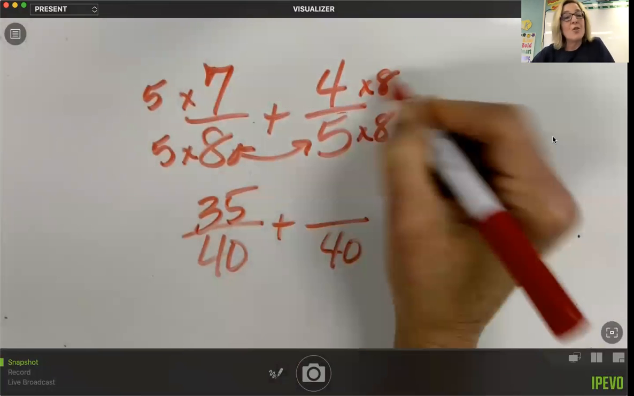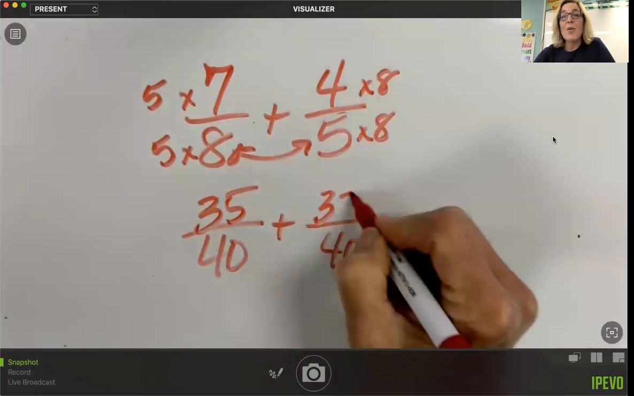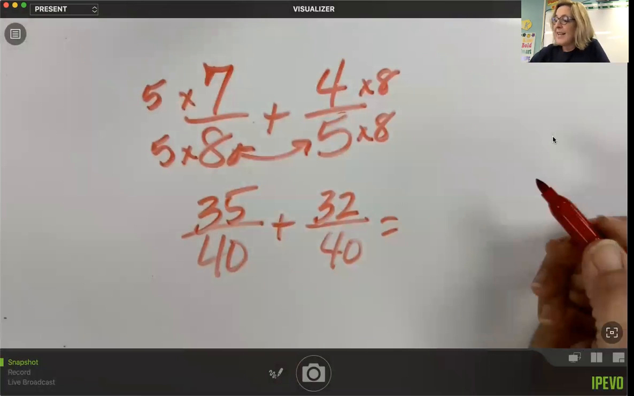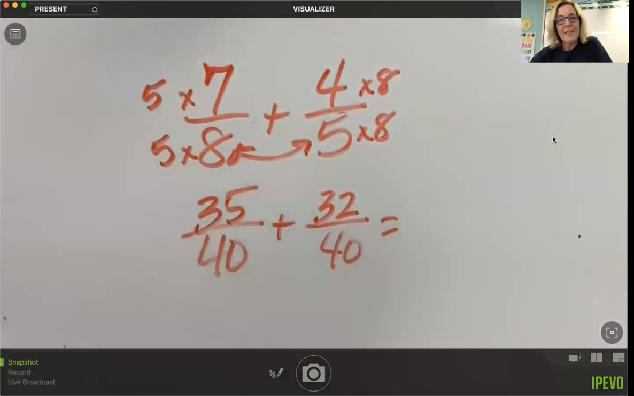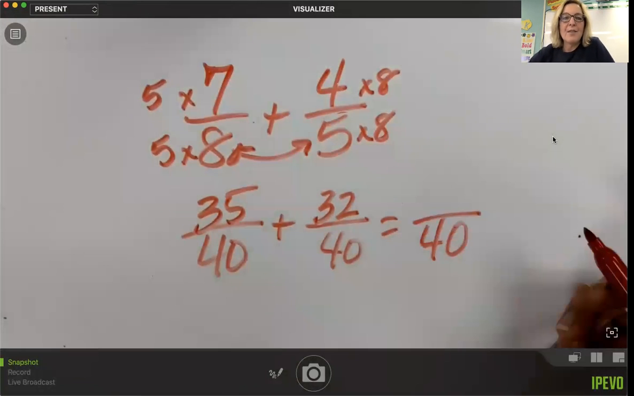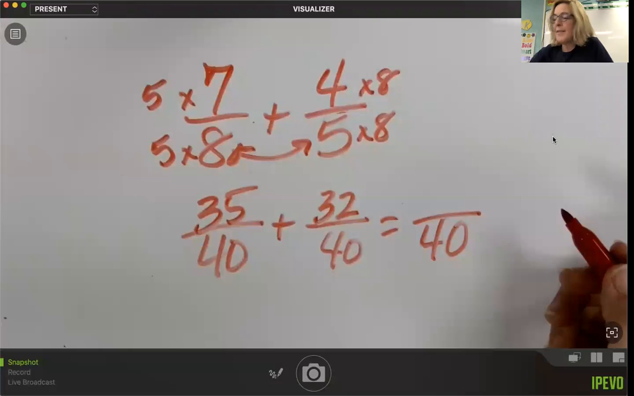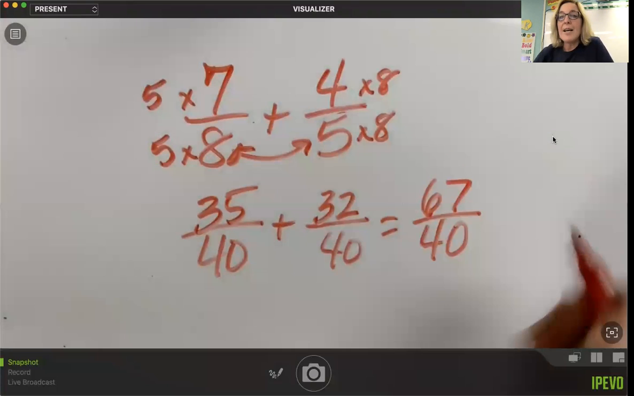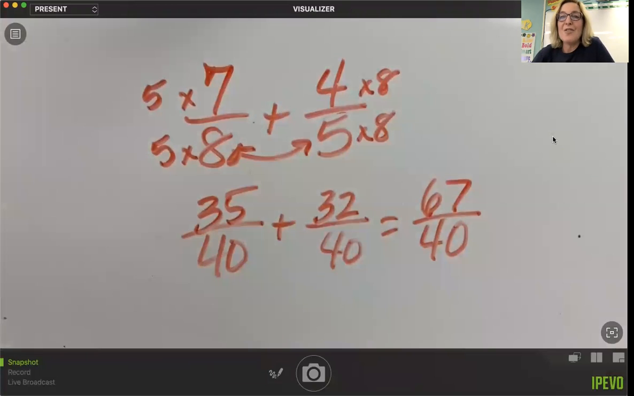And now we're going to just add the numerators because 40ths is the part size, and that's like the unit of measure. It doesn't change. 35 plus 32 then is 67, 67 40ths. Now, we are at a point in your mathematical lives that we are okay with improper fractions. We do not have to turn that into a mixed number.